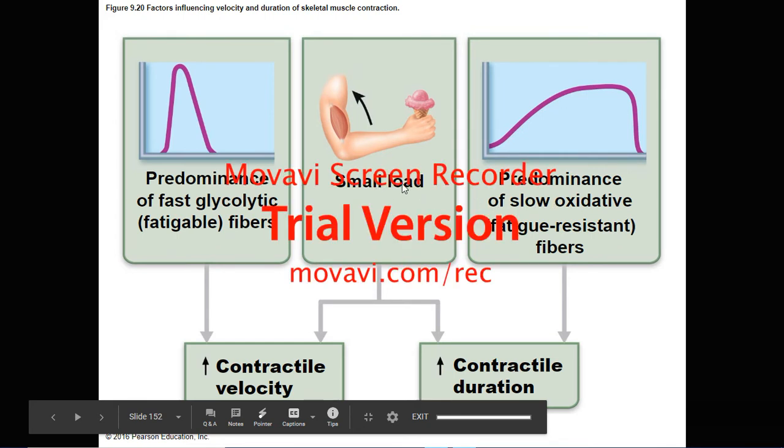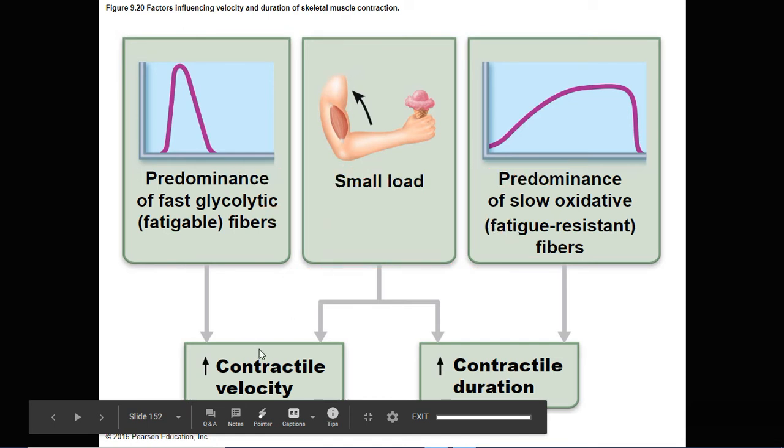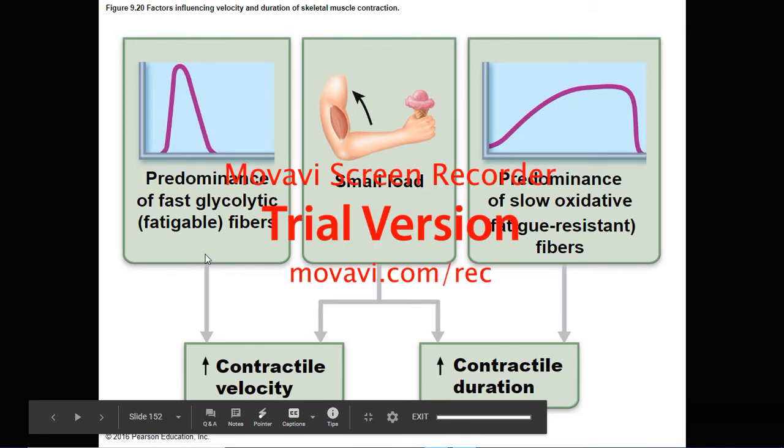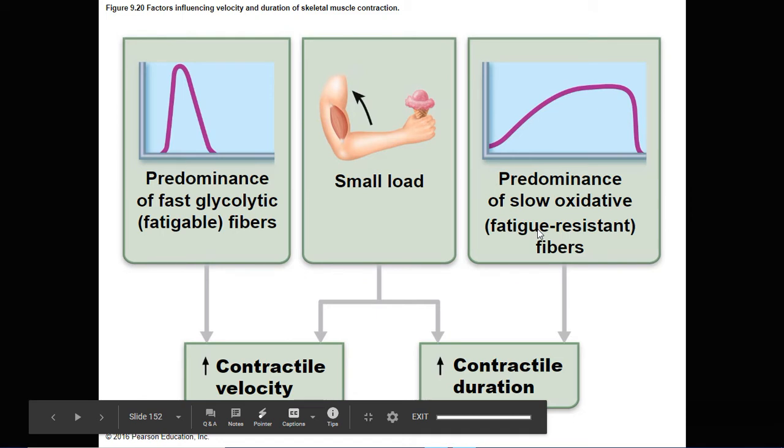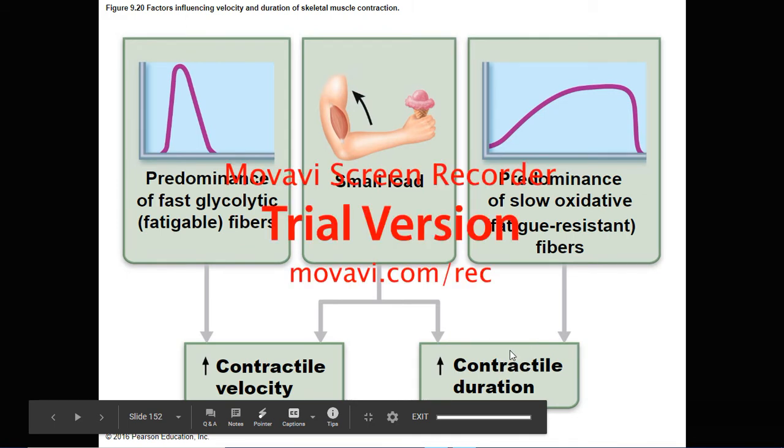And then the load plays a part in the velocity and duration of muscle contraction. If you have a higher contractile velocity, it's going to be your fast glycolytic fibers, anything with the word fast in front of it. They contract quickly. Your slow oxidative fibers contract slowly, but they are built for duration and endurance, so they are more resistant to fatigue.